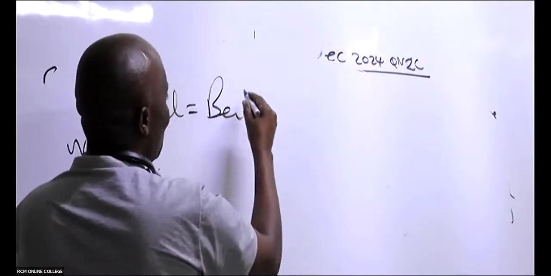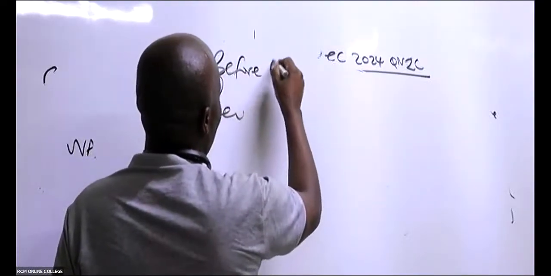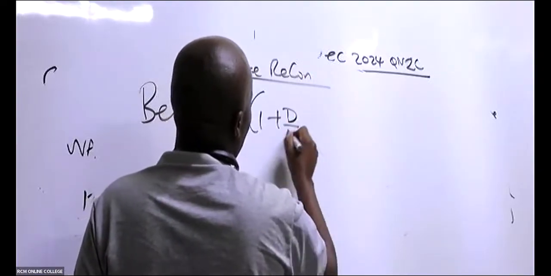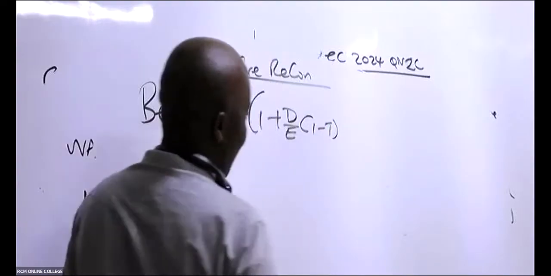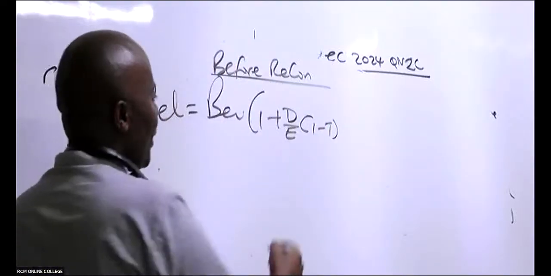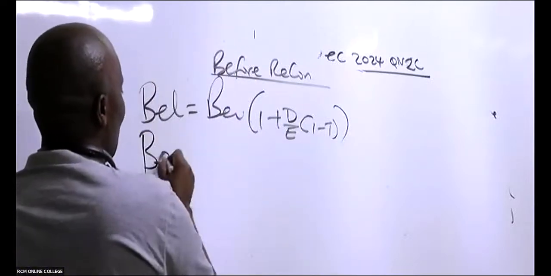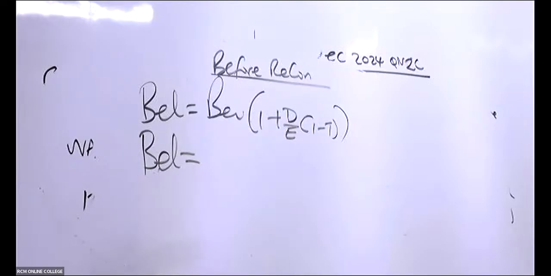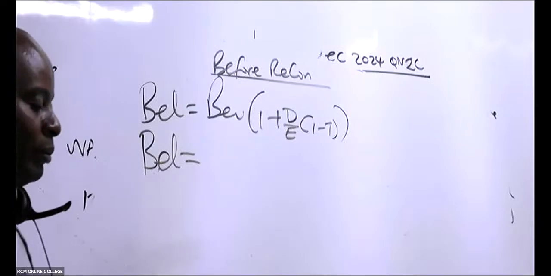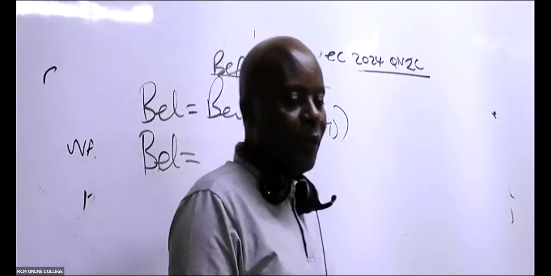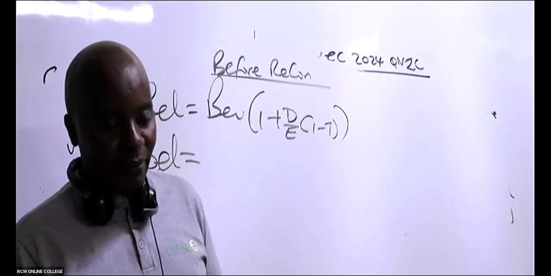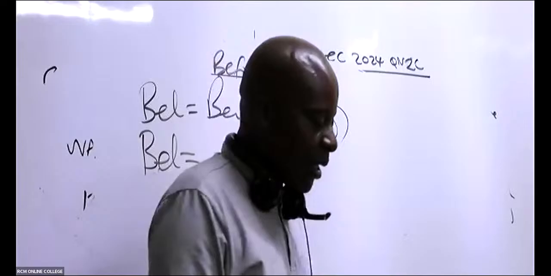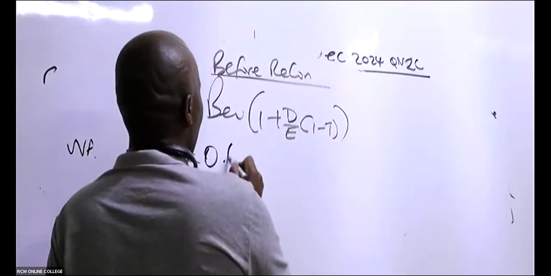So beta equity levered before reconstruction equals BEU into 1 plus debt over equity into 1 minus T. BEU is beta equity unlevered, which is the same as the asset beta. Are we able to see BEU? It is 0.6.